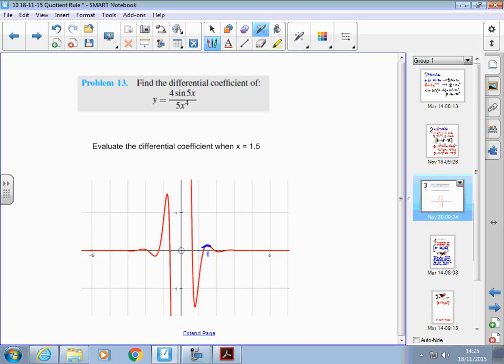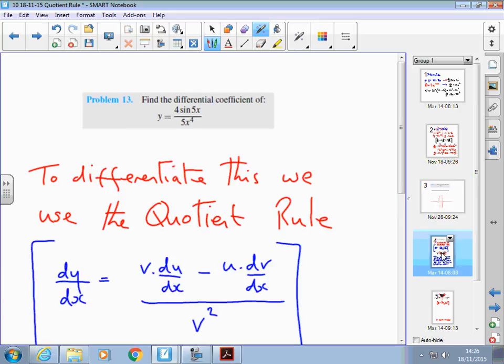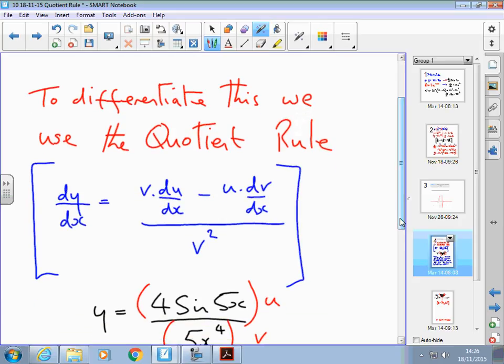If we look at the function, what we have here is a different situation. Last time we had two parts to the function, but they were multiplied together. Now we've got two separate functions, 4 sine 5x and 5x to the 4, but they're divided by each other. So now we use something called the quotient rule. To differentiate this, we use the quotient rule. Look at the next slide.